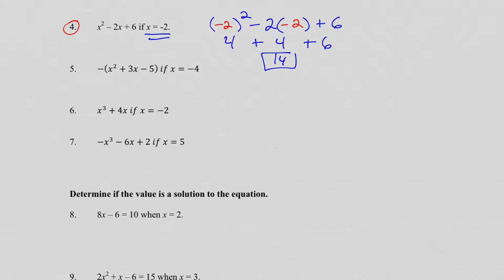Number 6, we have an x to the third power and our x to the first power. So we have our expression, and we're going to insert the negative 2 in here. And so you can use your calculator or just do this in your head. Negative 2 times negative 2 times negative 2, that is negative 8 minus 8.